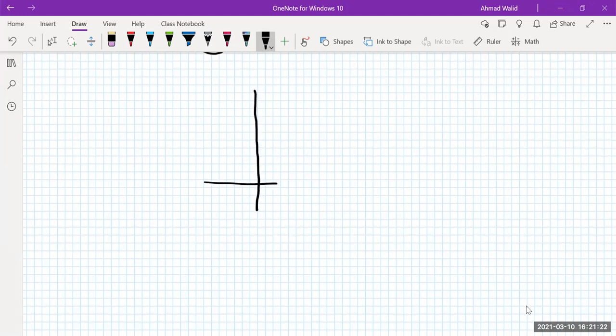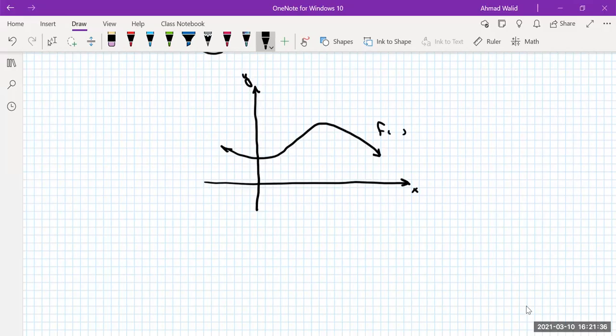Let me draw a graph here for you. For example, I have a graph like this. Of course, this graph represents a function, correct? Let's name this graph f of x.